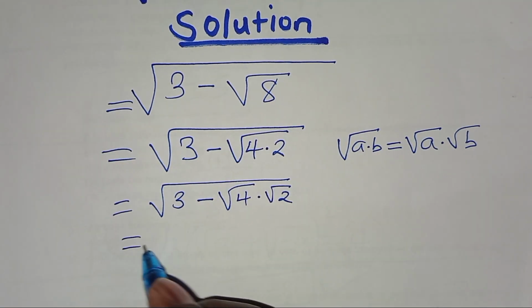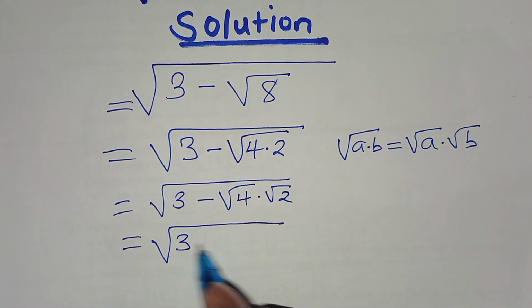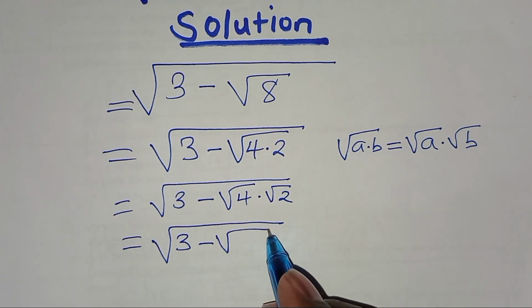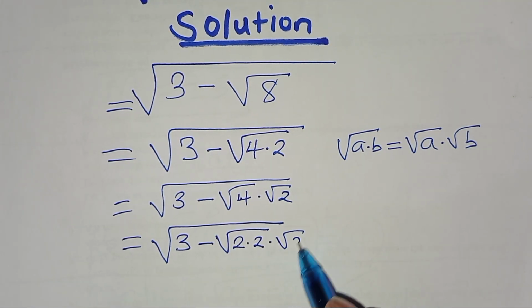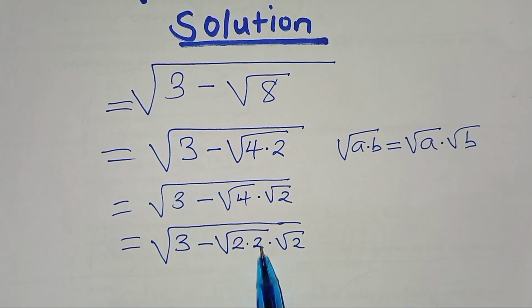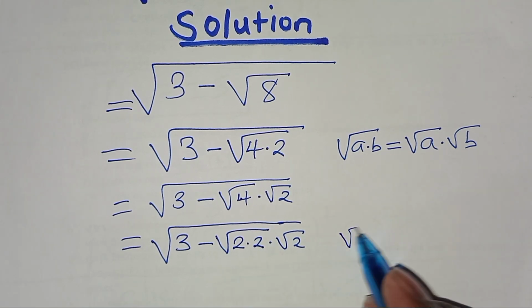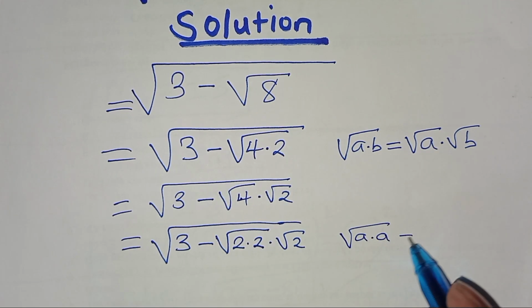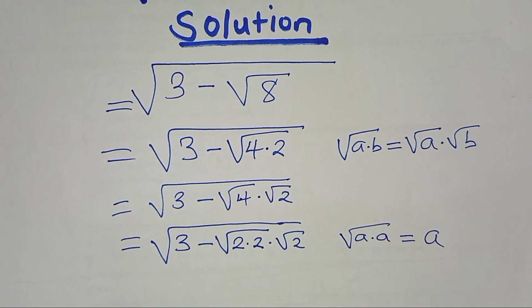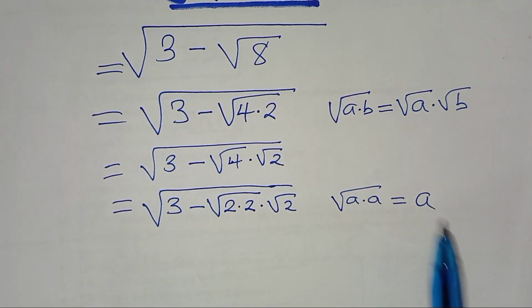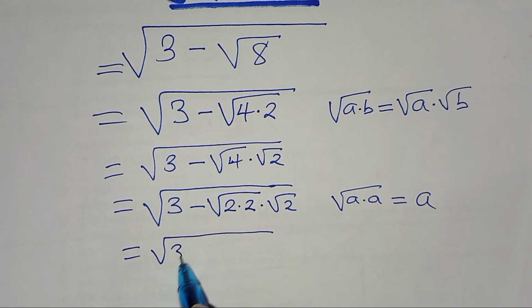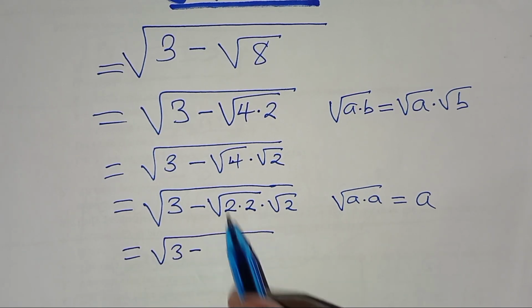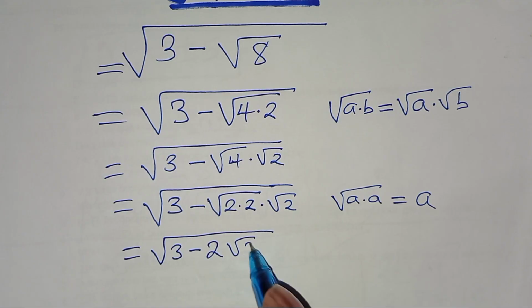Now let's proceed. We'll have square root of 3 subtract, now we can express 4 as 2 times 2, multiplied by square root of 2. If you have the square root of a times a, this is essentially equal to a. Applying this property, we'll have square root of 3 subtract 2 square root of 2.